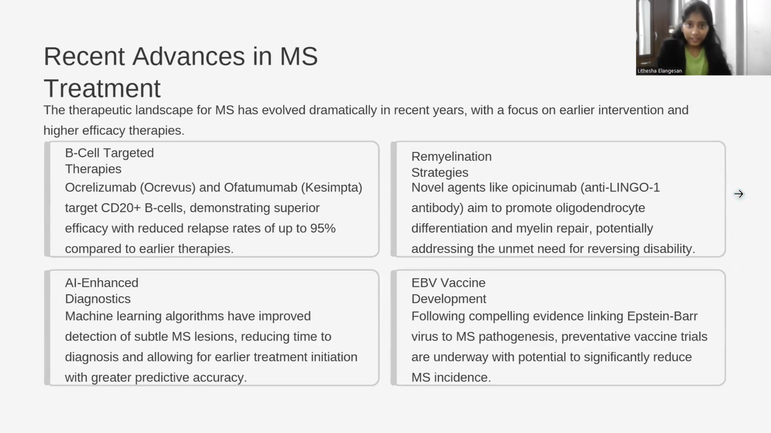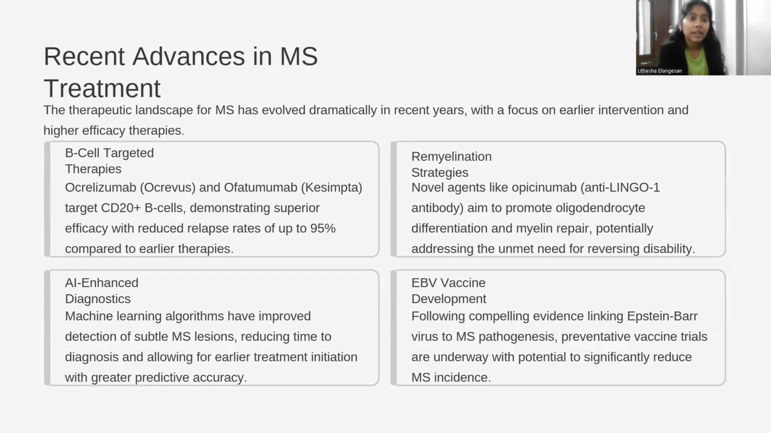Some recent advances in MS treatment have been happening as well, because for a long time MS has not had many effective treatments, but there are now many treatments which have helped slow the progression of the disease and focus on earlier intervention. So we have B cell targeted therapies, which is pretty self-explanatory because B cells are one of the major reasons why a person can experience MS, because B cells essentially kill myelin sheath cells. So these therapies target those B cells which cause this disease.